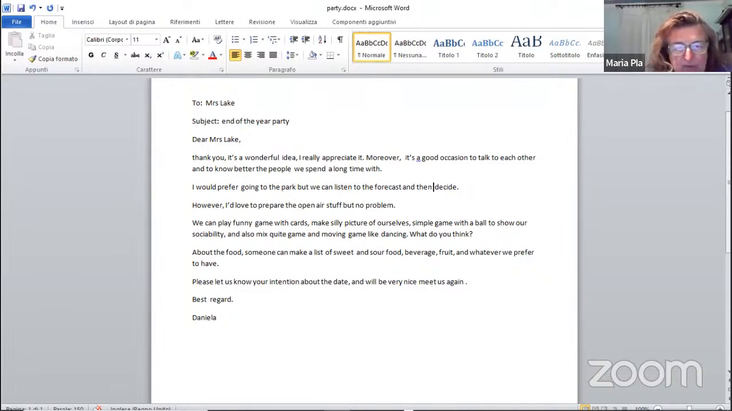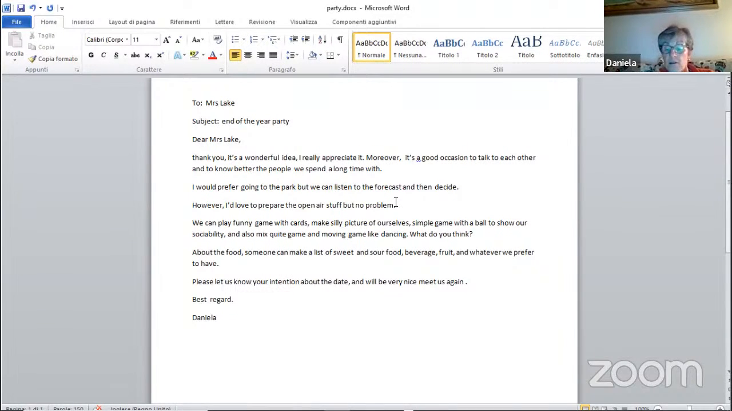However, I'd love to prepare the open air stuff, but no problem. What did I want to say? Since I suggested staying outdoors, I liked the idea of preparing things outdoors, like the table. If possible. But I already said, I would prefer going to the park.